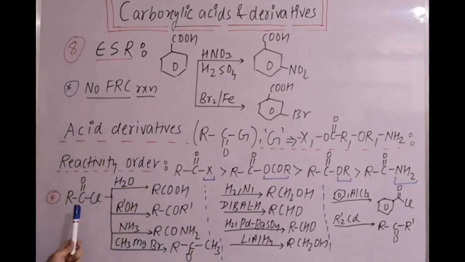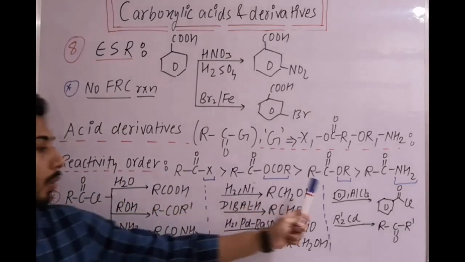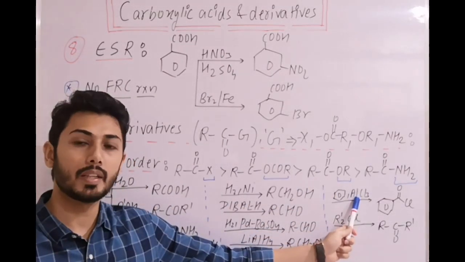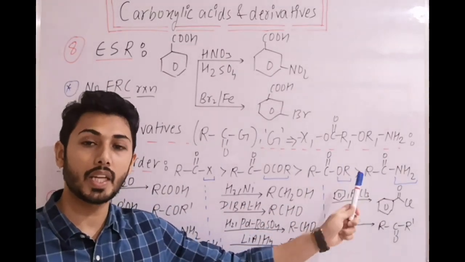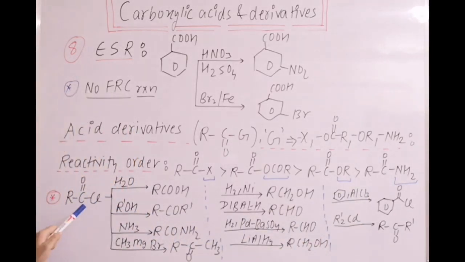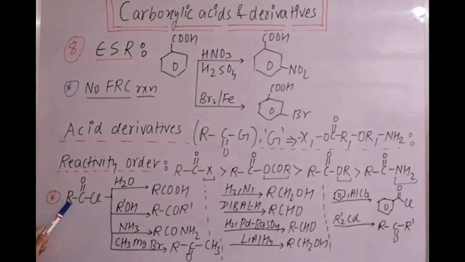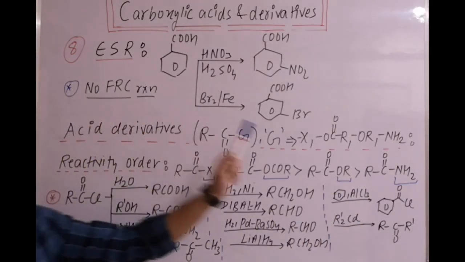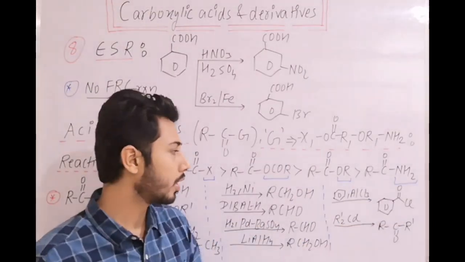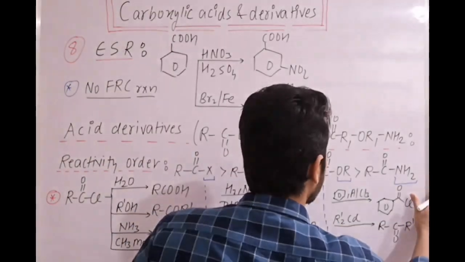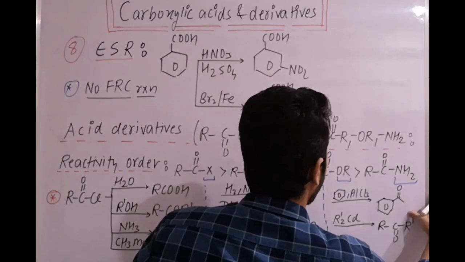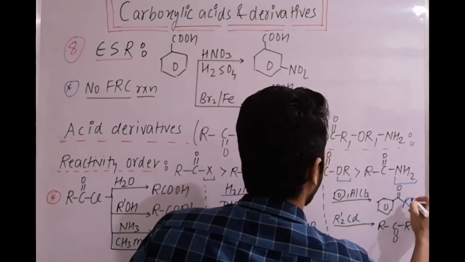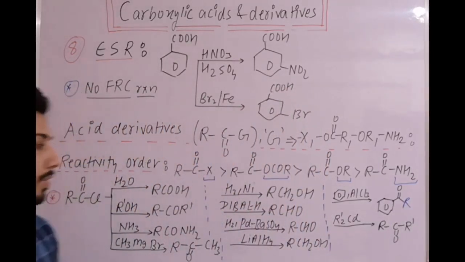Then next reaction, RCOCl, acid halide with benzene in anhydrous AlCl3. It is a Friedel-Crafts acylation reaction. This generates acylium ion, which is the electrophile and undergoes electrophilic aromatic substitution, and we get a carbonyl compound, that is RC double bond O benzene.